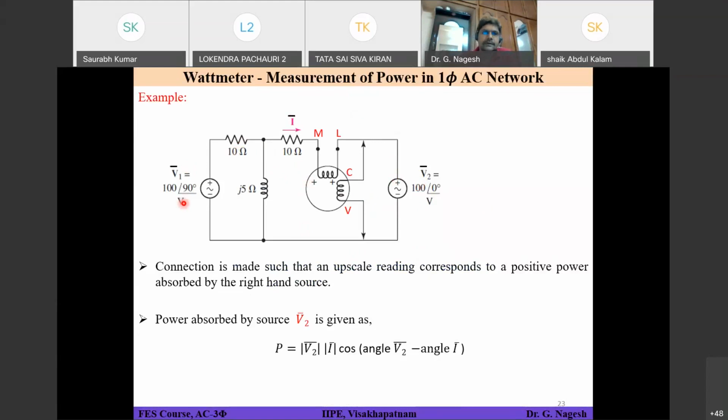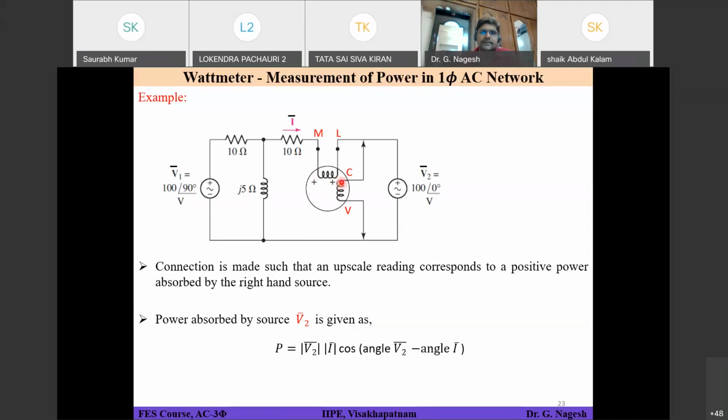Yes, sir. Okay. So let's say you have a passive network which consists of two sources and some passive elements. You have the left-hand side source V1 with some value, and your objective is to find the power consumed by, or flowing into, your right-hand side source, that is V2. So how to connect? You have a wattmeter given to you, and the 4 terminals are available with you. This is your positive terminal for the current coil, and this is your positive terminal for the potential coil.